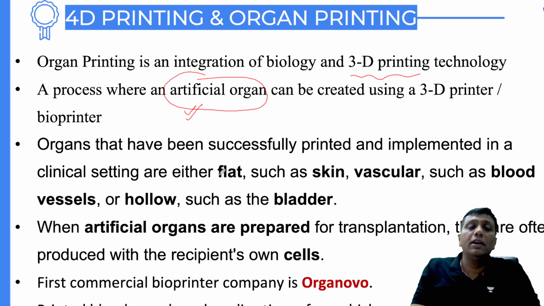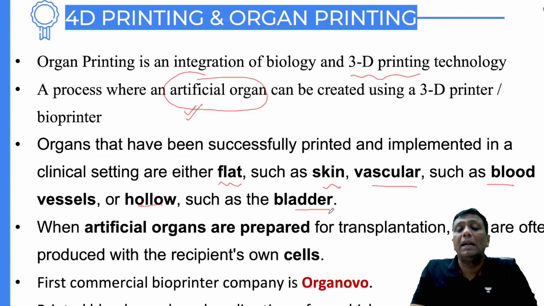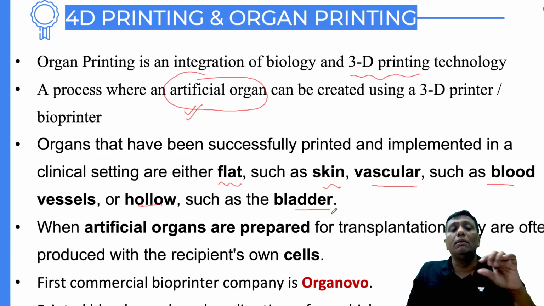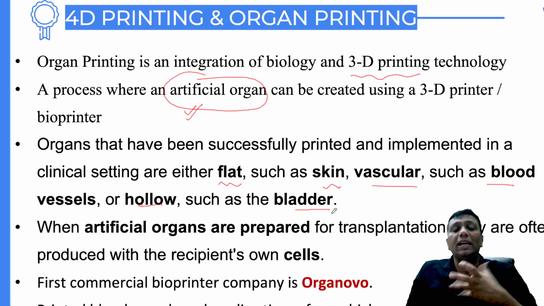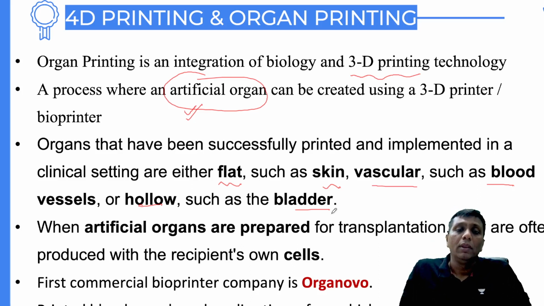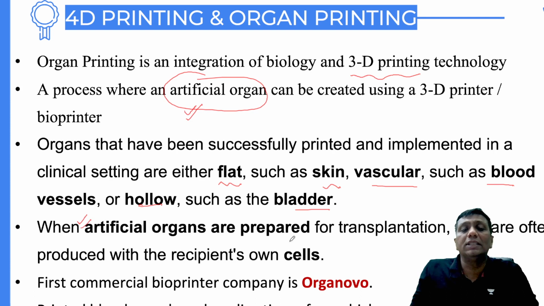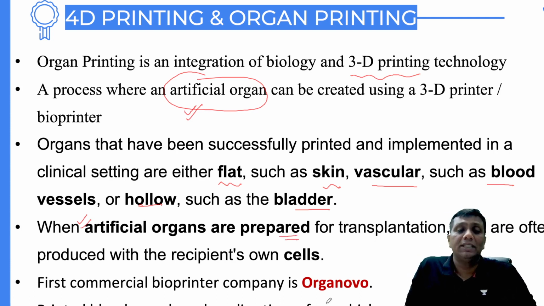Here an organ can be flat like skin, vascular like blood vessels, or hollow like the bladder. So maybe a hollow organ, maybe a solid type of organ. Any kind of organ we can develop. And definitely, guys, artificial organs are prepared, so ultimately there is no need for any kind of transplantation.